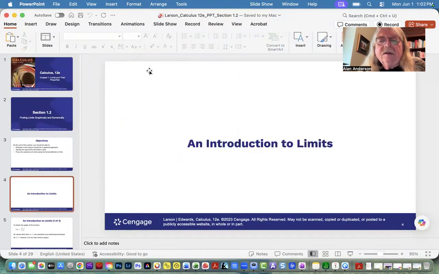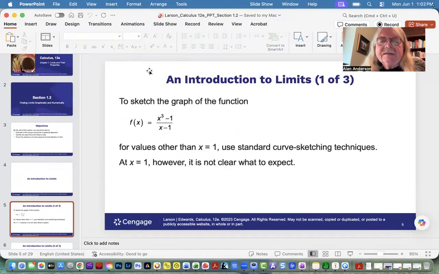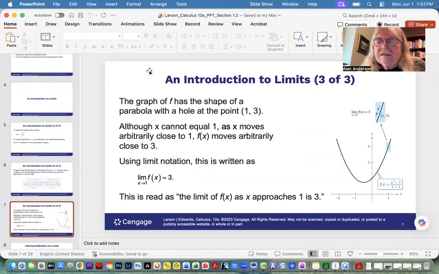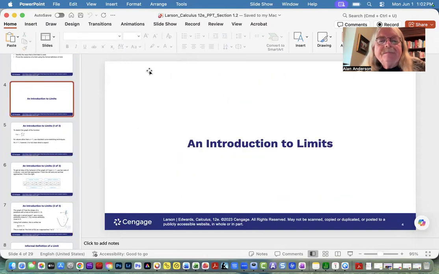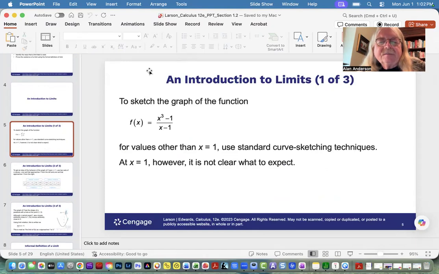Now, limits are an interesting idea, a very important concept in calculus. And so here they started us with a very tricky case. I'm not sure if that was such a great idea, but here's what they want us to start with. We've got this function, and you can see there's going to be an asymptote in there because we cannot allow the denominator to be zero, which means one is not part of the domain of this function.